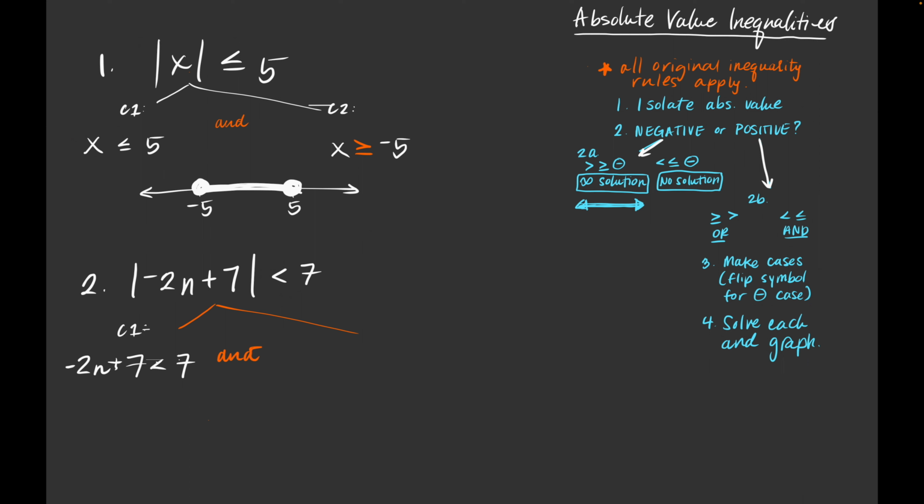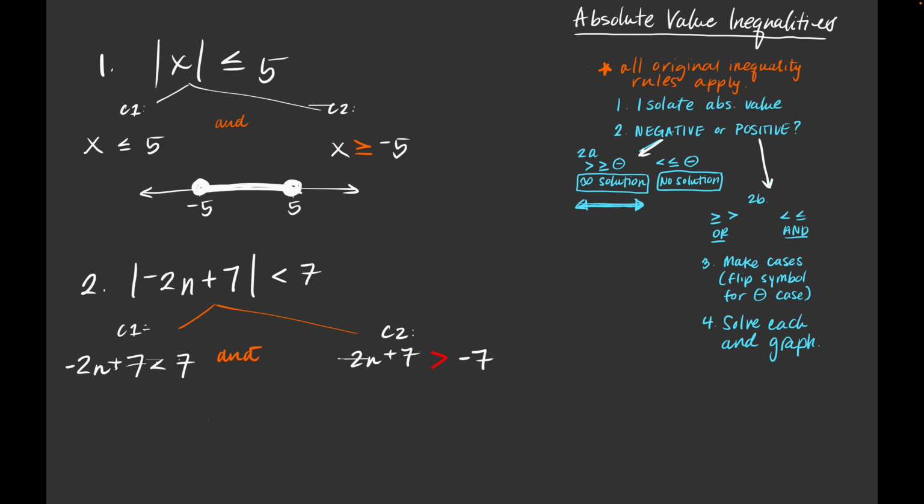So we're going to solve that soon, but I just want to make our second case before we solve that. Our second case is the same thing. We have the negative 2n plus 7. However, we are going to have to flip our sign because we're working with a negative 7 this time. So our sign gets flipped, and we are working with our negative 7 on this side.